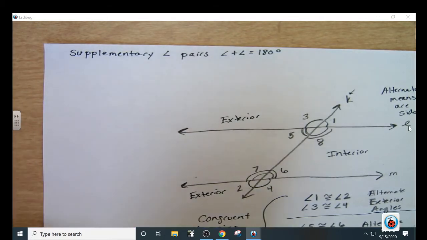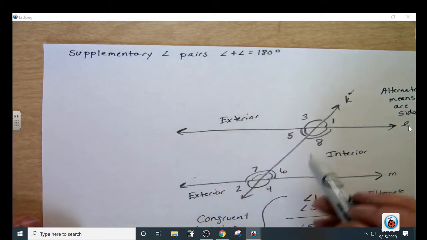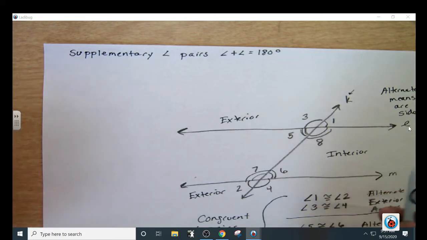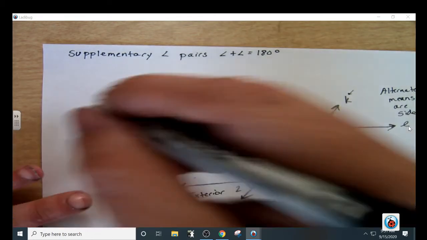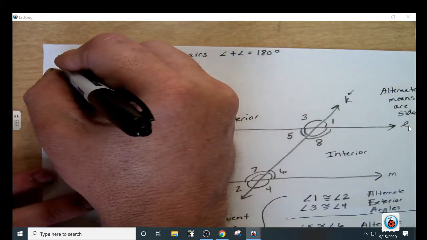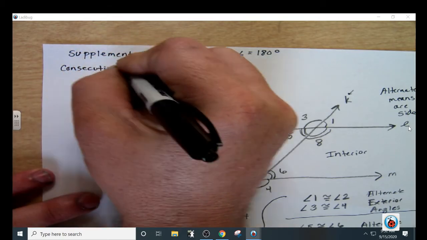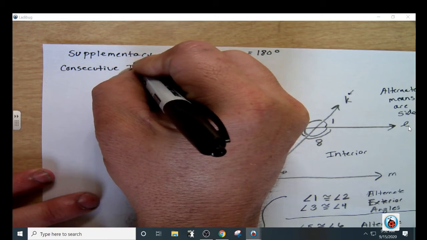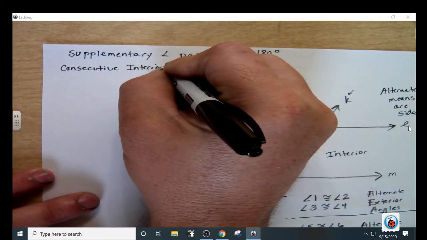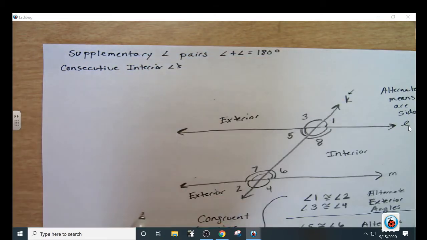All right. Now, let's talk about. There's a lot of them on here, but there's only two names for them. Let's talk about consecutive interior angles. Now, guys, this is missed a lot.